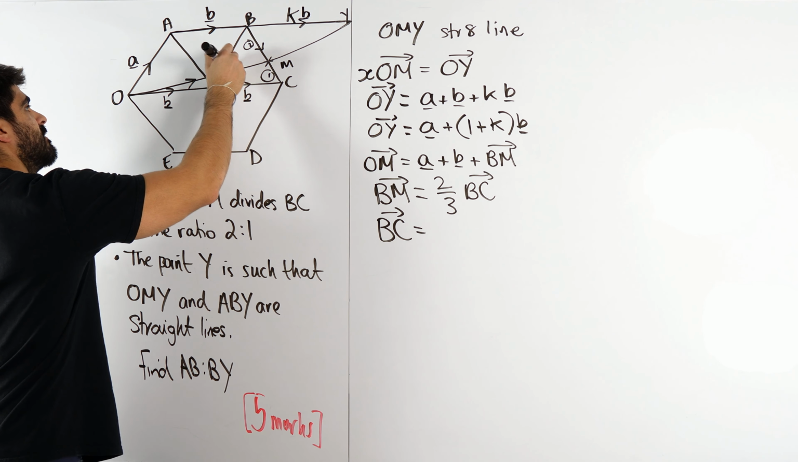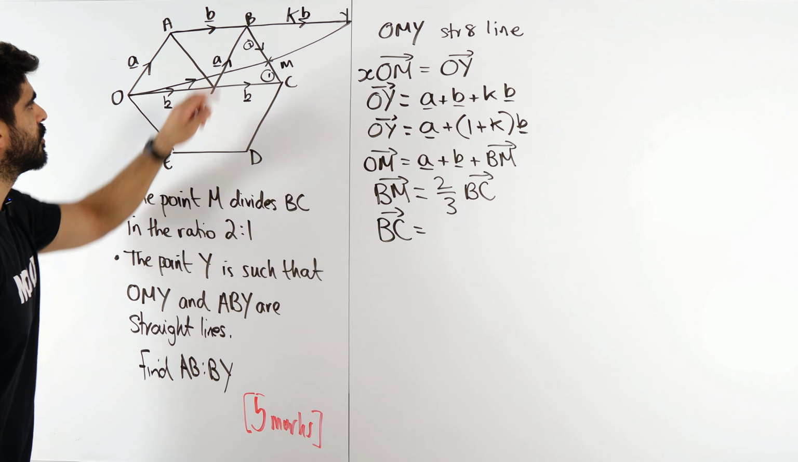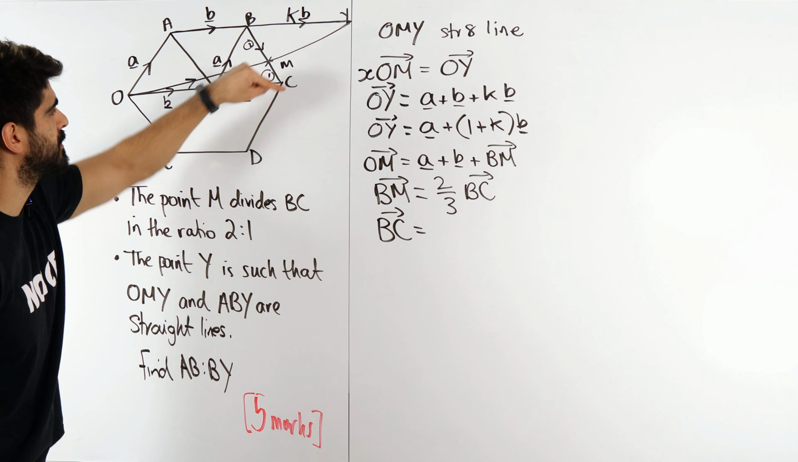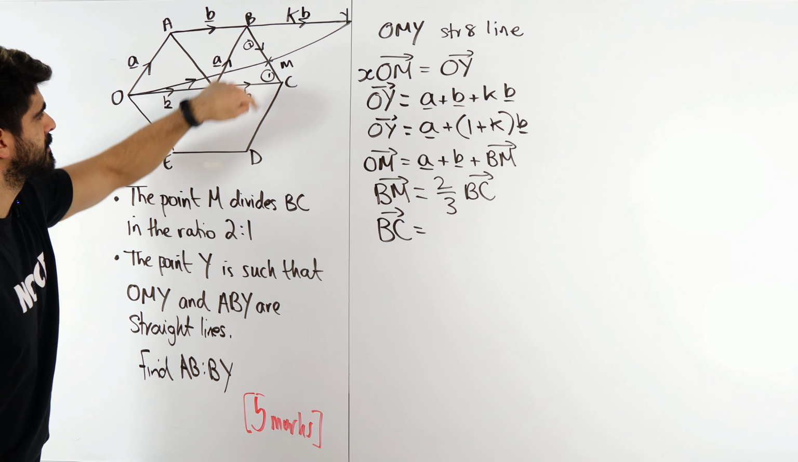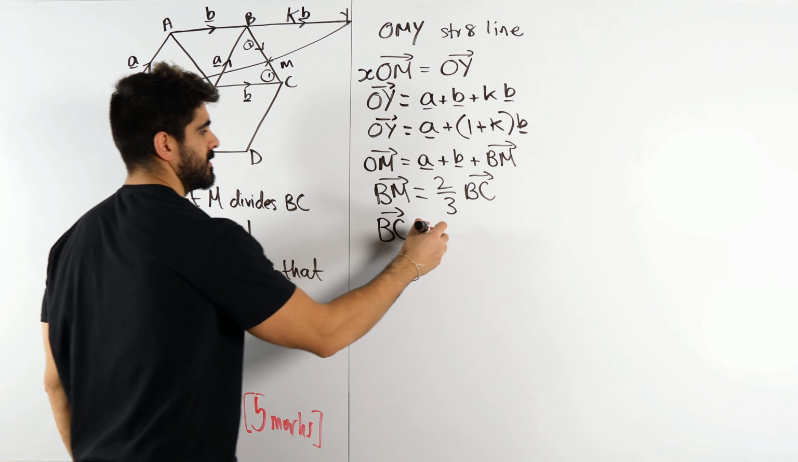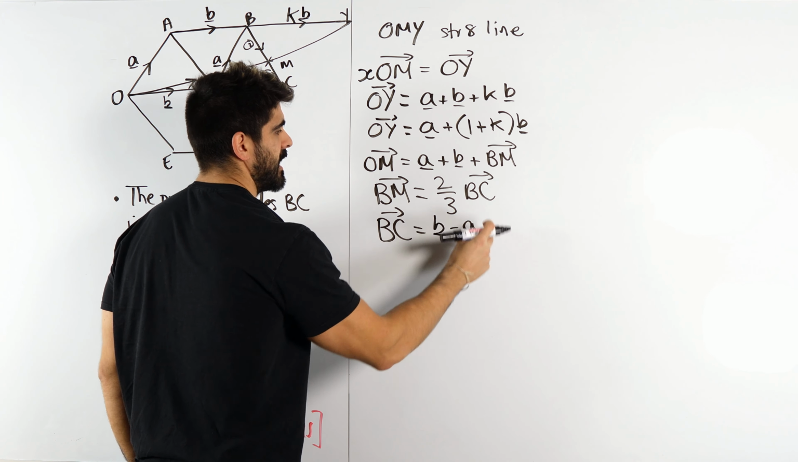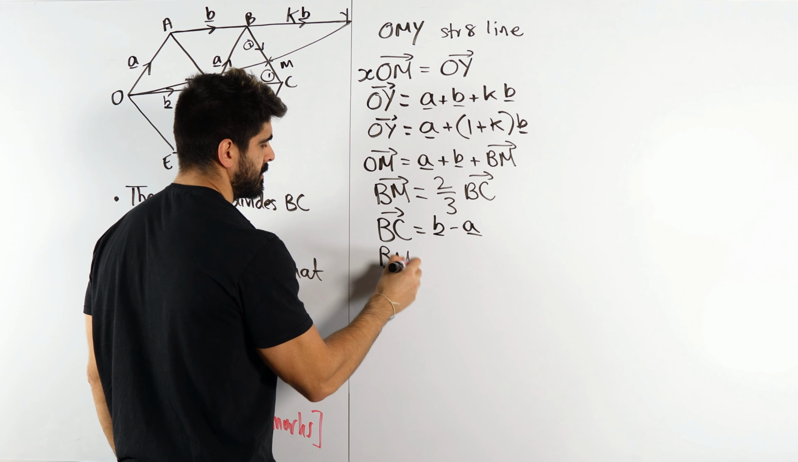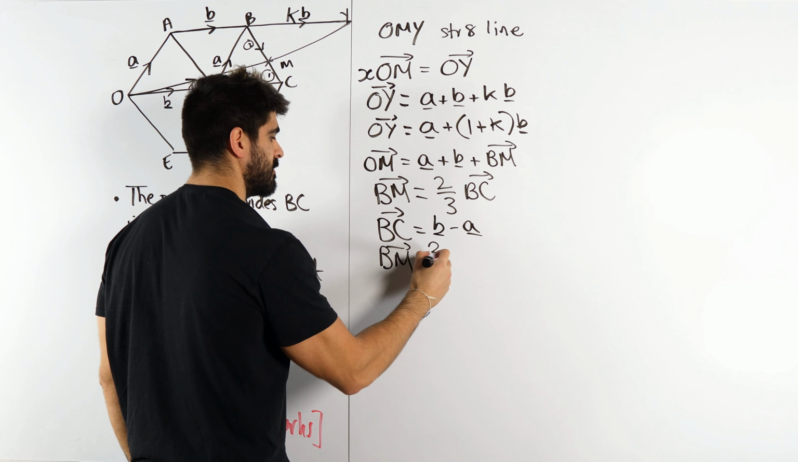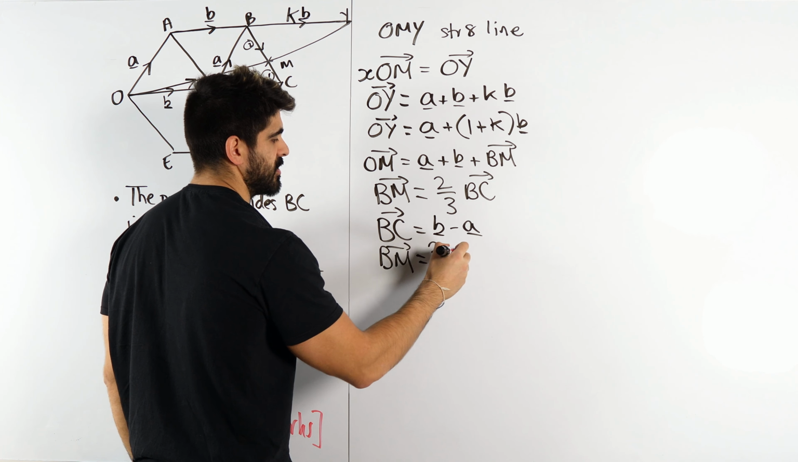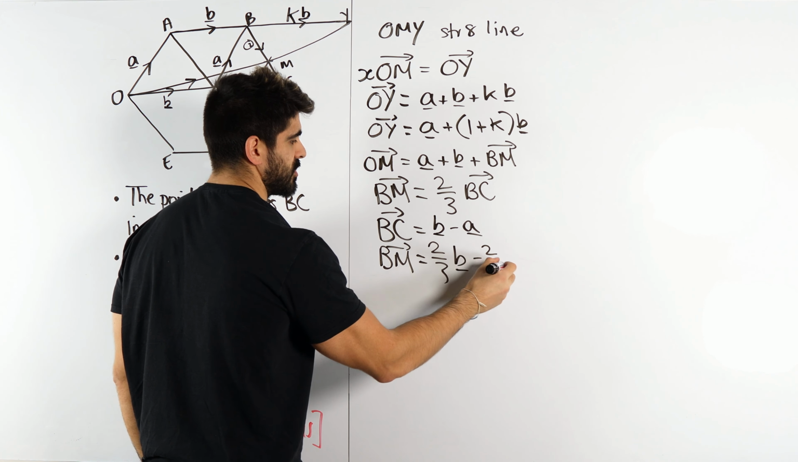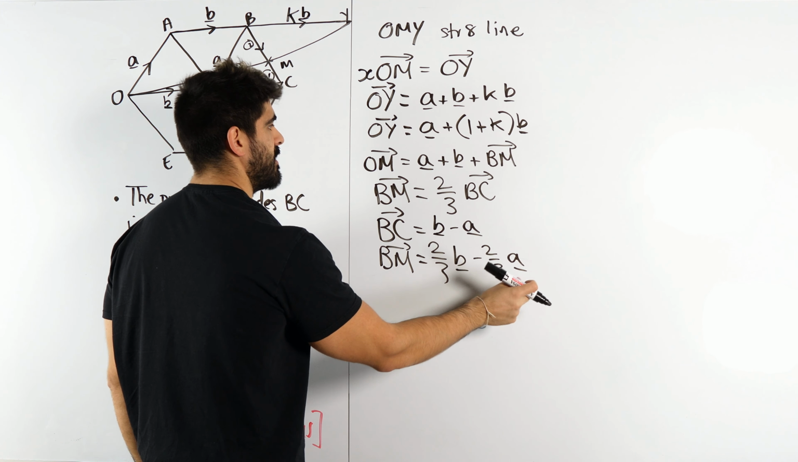So this is A. So to go from B to C, I'm going minus A plus B. Minus A plus B is the same as B minus A. So B minus A, and that's going to go in here. So BM is 2/3 of this, which means 2/3 B minus 2/3 A. And that's going to go in here.